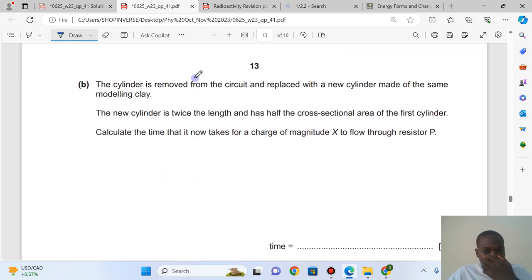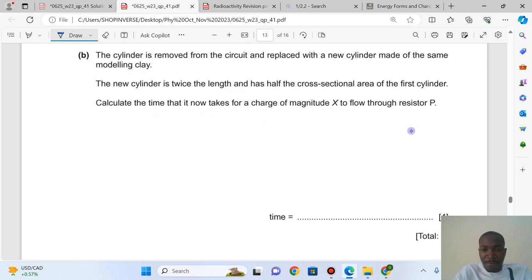The cylinder is removed from the circuit and replaced with a new cylinder made of the same modeling clay. The new cylinder is twice the length and half the cross-sectional area of the first cylinder. Calculate the time it now takes for a charge of magnitude X to flow through the resistor.